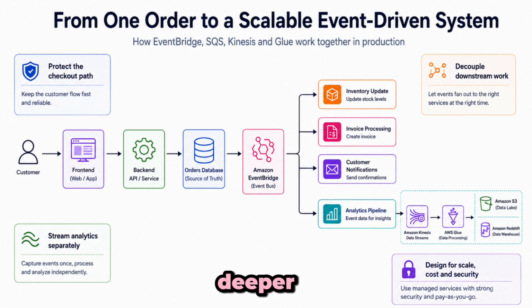Before we go deeper, this is the architecture we're going to break down. Start from the left. A customer places an order through the front end. The request reaches our backend, and the order is stored in the orders database, our source of truth. From there, we move into an event-driven model.